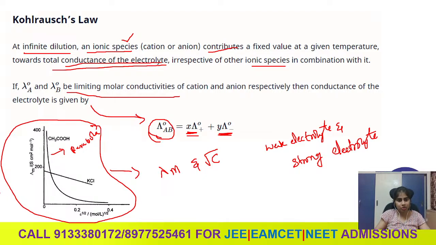And what about the strong electrolyte? It will be a straight line with decreasing slope. For weak electrolyte it is a parabola, and for strong electrolyte it is a decreasing straight line. Here we are taking it for infinite dilution. If we take an electrolyte at infinite dilution, this Kohlrausch law will be applied.